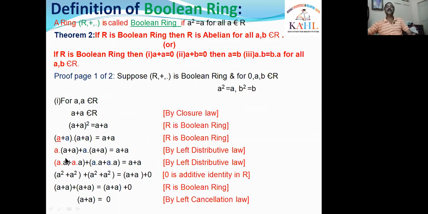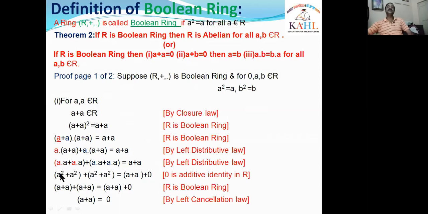And the LHS part, A into A plus A. This A is distributed over these 2 elements by the distributive laws. That is A into A plus A into A, which is written in the next step. And plus A dot A plus A, which is also distributed the same way, that is A dot A, very good, plus A dot A. And the RHS part is as it is, A plus A.